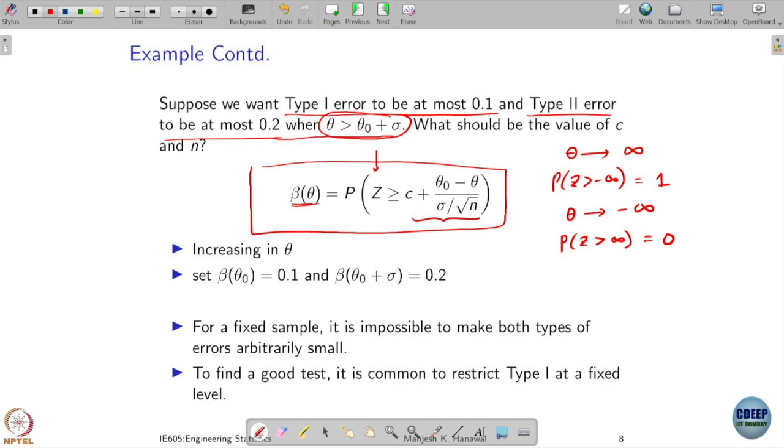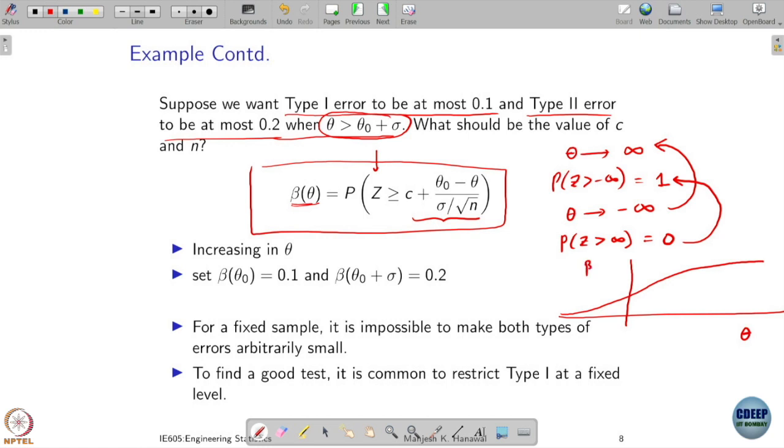So as I go from minus infinity to plus infinity, am I going from 0 to 1 in a linear fashion, or in an increasing fashion? Yes? Okay. So as theta goes to infinity, this is going to be 1, and as theta goes to minus infinity, it is 0, so it looks something like this as a function of theta. Notice that this is not a CDF. I am plotting it as a function of theta now, and this is like 1.